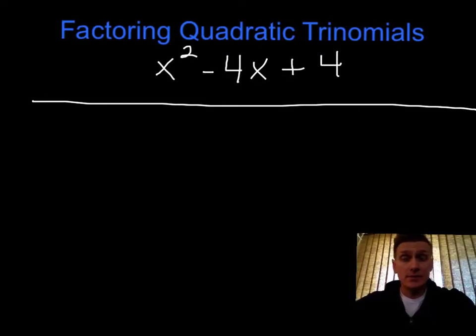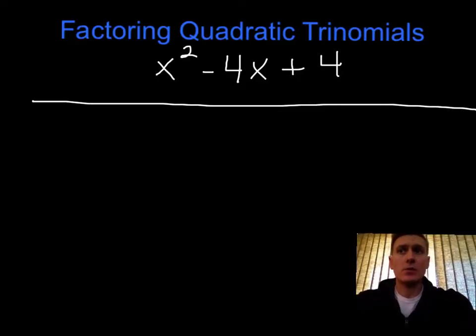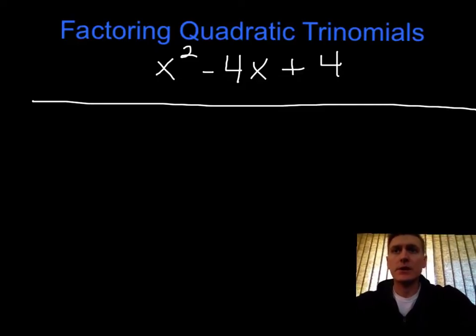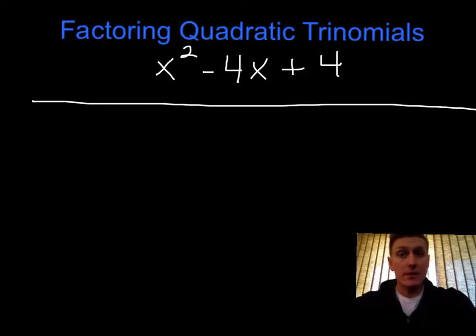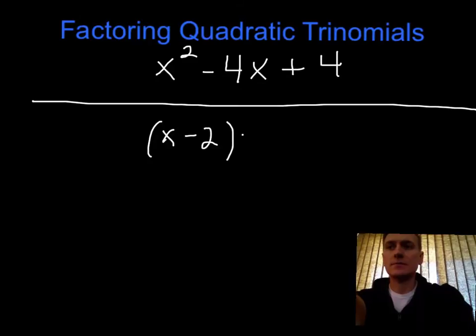The next objective today is what's called factoring quadratic trinomials. This is an example of a quadratic trinomial: x squared minus 4x plus 4. The quadratic part is the degree of 2, and the trinomial meaning 3 terms. Remember last unit when we talked about foiling two binomials. For example, we have x minus 2 times x plus 3.